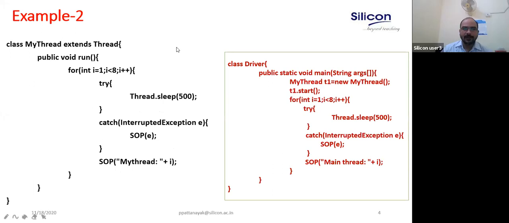I'm defining one class, MyThread, which extends Thread. That means the moment I create an object, it will give me a thread. There, the run method of the Thread class we have already discussed. When the thread is created and you invoke the start method, the start method invokes the run method. The run method is the task you assign to the thread. Whatever task you want to assign to the thread, you define inside the run method. Inside the run method, I want to simply print the numbers from 1 to 7.